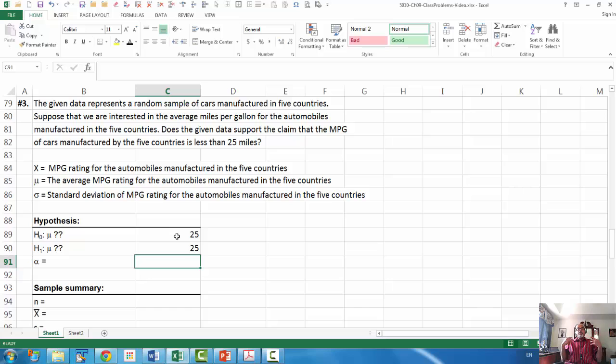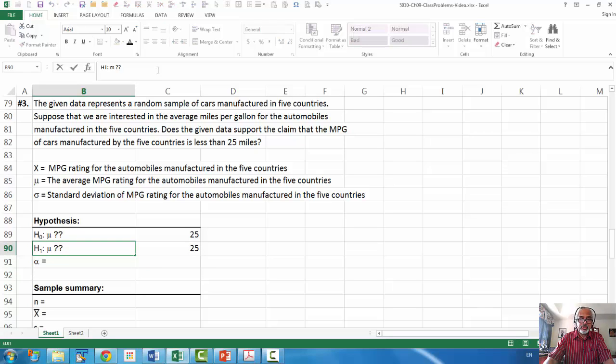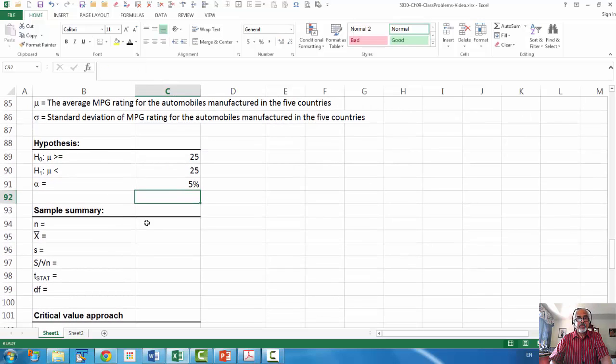So 25 goes here, and at the end of the day, we want an opportunity to be able to say that it is less than 25, so that has to go in the alternative. So the alternative must be less than 25, which makes the null hypothesis greater than or equal to 25, and let's say we want to test it at 5%.